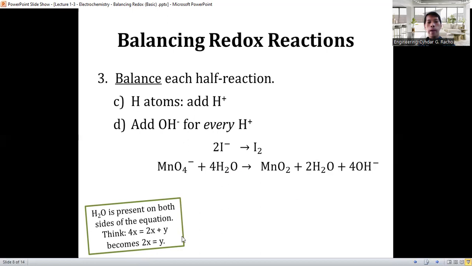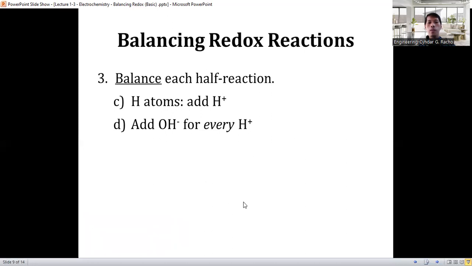Tapos we have 2x plus y. Then it becomes 2x plus y. No? So manipulate lang my equation, then you have 2x plus y. So therefore, you will have 2x plus y. Diba ito? This is our y. So as is na siya, but we have remaining 2H2 at 2H2O.